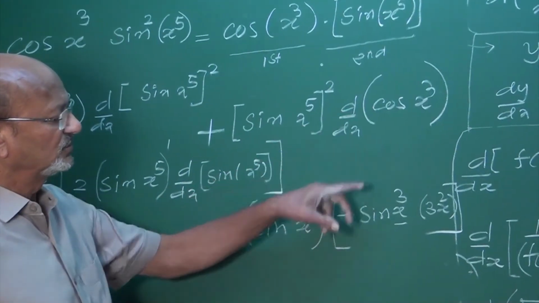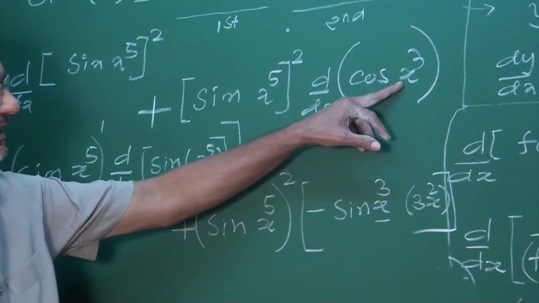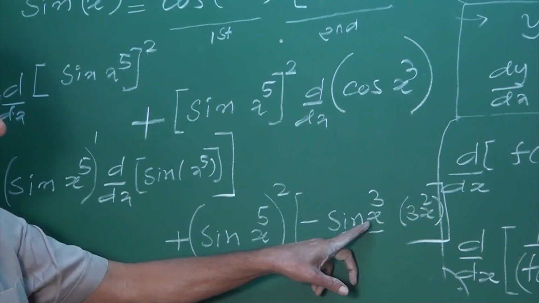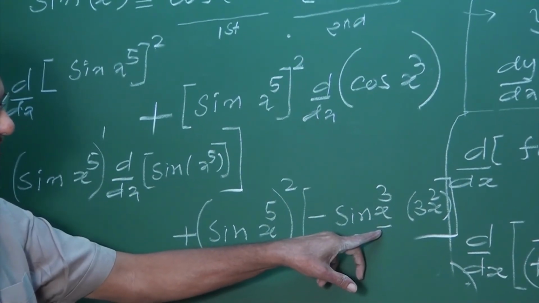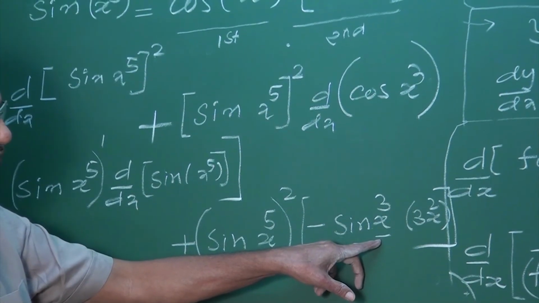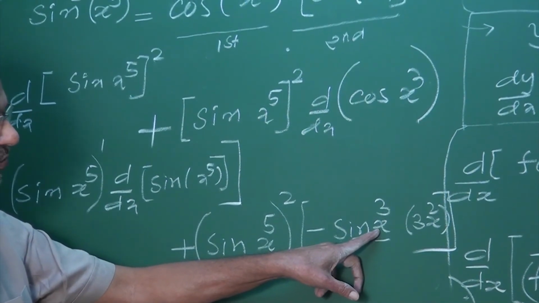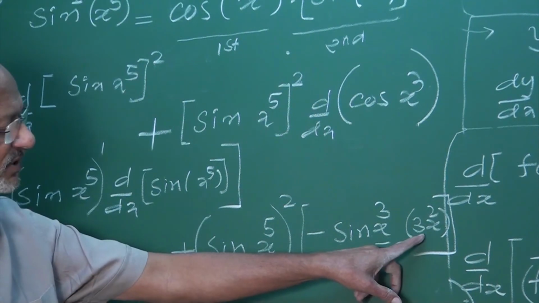Derivative of cos is minus sin, angle first you write as it is. Then you question it: friend, is it x? No. Write its derivative. What? Derivative of x cube, 3x square.